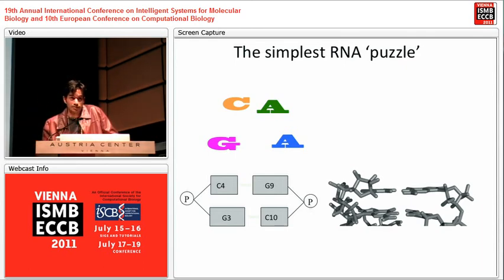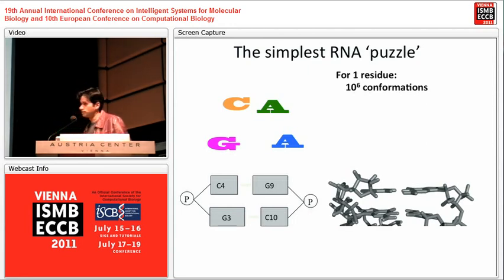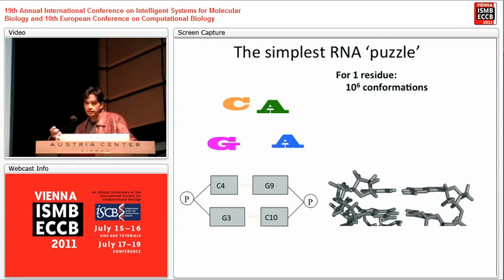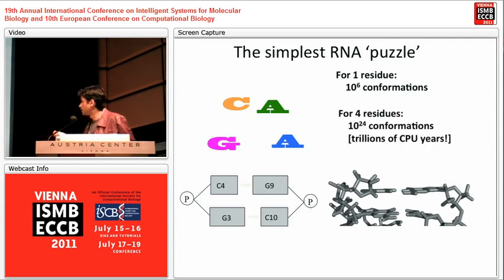And it turns out to be impossible. For a single nucleotide, there are seven torsion angles, and you can just work it out. There's about a million conformations you'd have to enumerate to sample the problem at angstrom resolution. That's not too bad. I can create a million conformations and score them in about 10 to 15 minutes on this laptop. The problem becomes, if there are four nucleotides, the problem is combinatoric. There are now 10 to the 24 conformations, and that would take trillions of CPU years to fully enumerate.